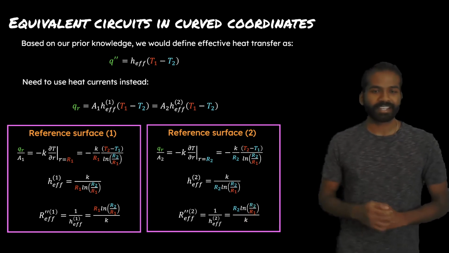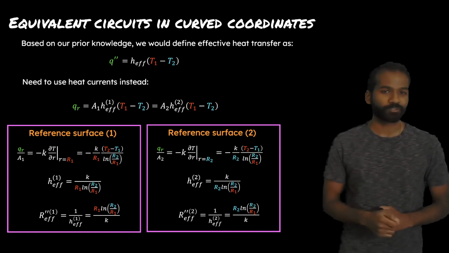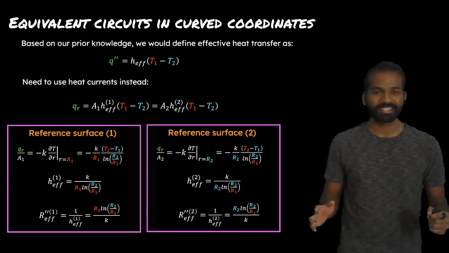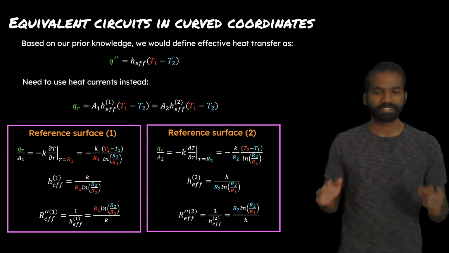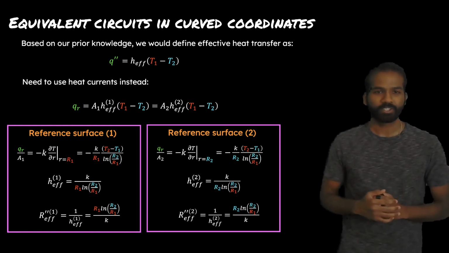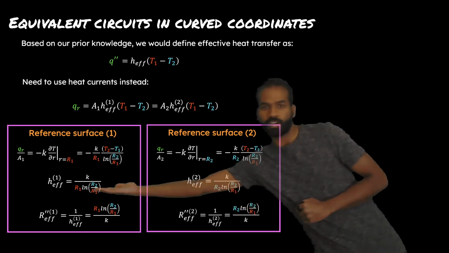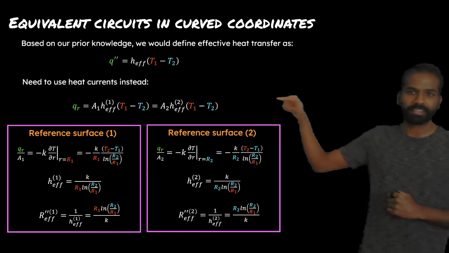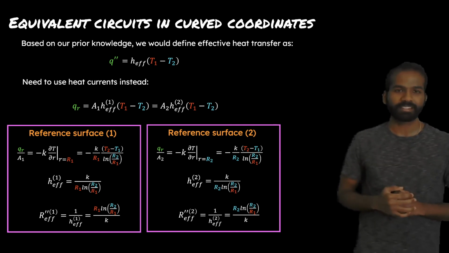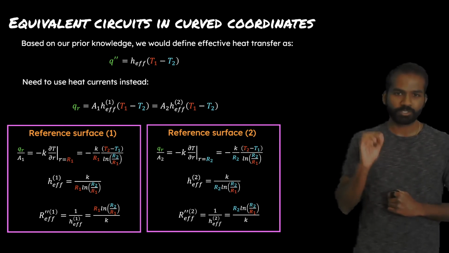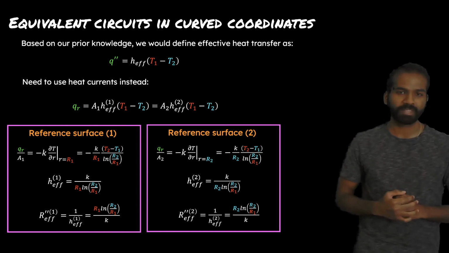Now, what's important to emphasize is that whether we use reference surface 1 or reference surface 2 is simply a choice, and it will give us the same answer in the end. So if you take these two effective heat transfer coefficients based on radius 2 and on radius 1, and you plug that back in over here, you will find that they both provide the same heat current. So we simply need to choose one reference surface, make sure that's explicit, and that we understand that that impacts the value of the effective heat transfer coefficient. But then in the end, irrespective of our choice, we'll get the same answer.